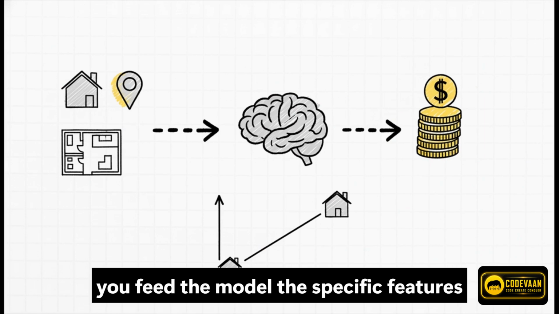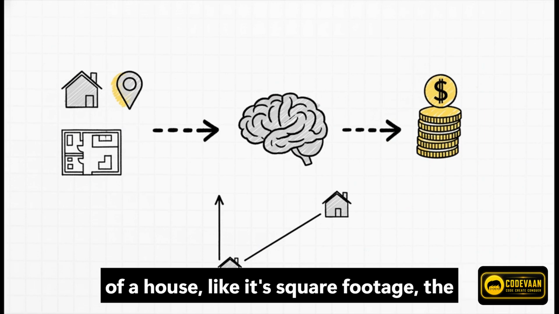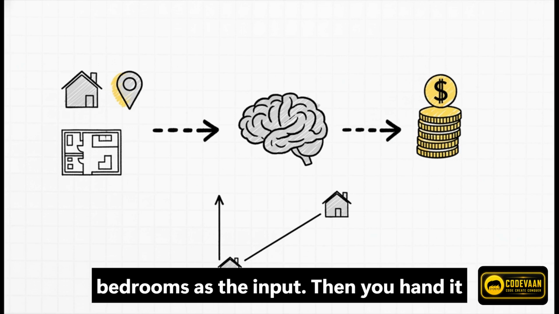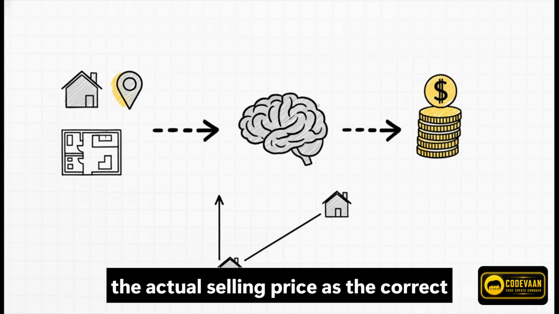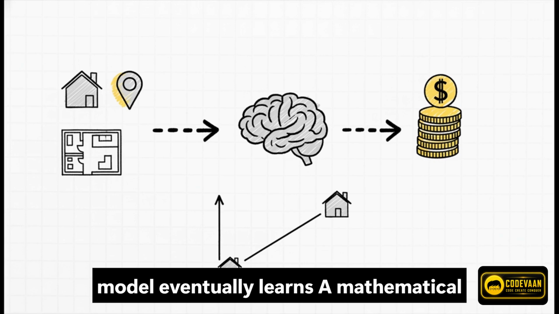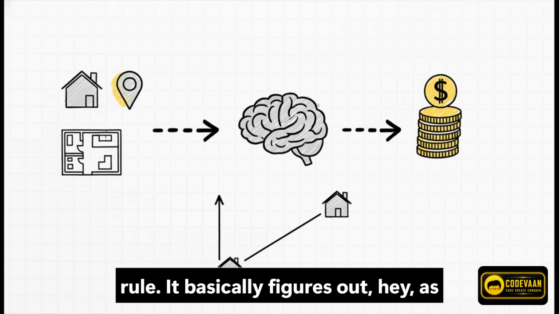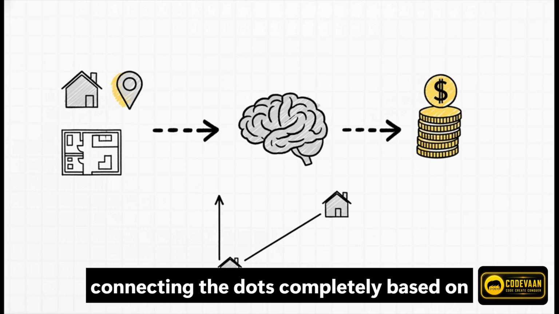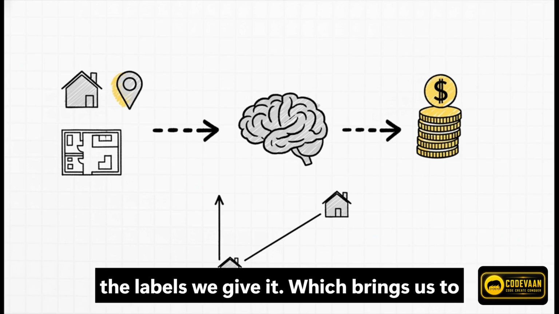Let's look at a practical example. Say you feed the model the specific features of a house, like its square footage, the neighborhood, maybe the number of bedrooms, as the input. Then you hand it the actual selling price as the correct output. Do this enough times, and the model eventually learns a mathematical rule. It basically figures out, hey, as the size of the house increases, the price increases. It's constantly connecting the dots, completely based on the labels we give it.